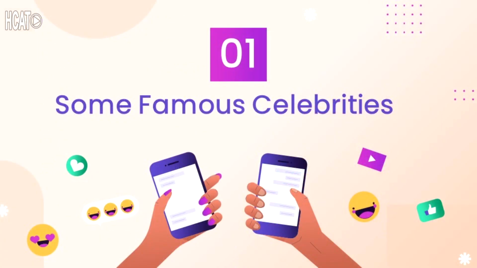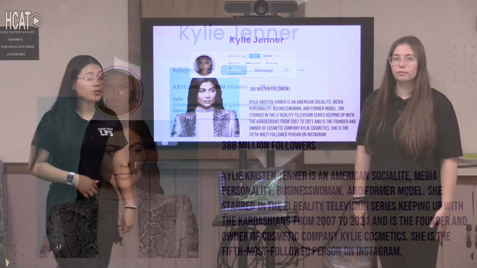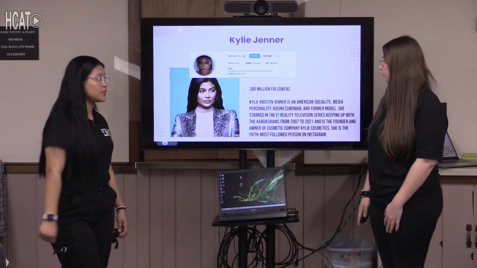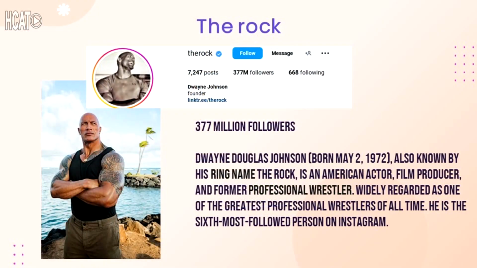These are some people that you guys might know. And the first one is Kylie Jenner. She's an American socialite and media personality, businesswoman, and former model. She is known from Keeping Up with the Kardashians. So now she has 388 million followers, and she is the fifth most followed person. So The Rock, he has 377 million followers. His original name is Dwayne. He's also known by The Rock as his ring name because he's an actor, a film producer, and a former professional wrestler.